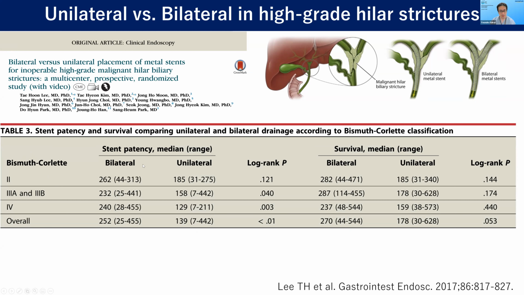And this is a stent patency. As you can see, if you put the stent either left or right, the stent patency decreased as the Bismuth classification gets higher, meaning a higher grade stricture. But if you put two stents, then stent patency stays more than 200 days. So if the patient has a high grade stricture, then we have to drain both left and right liver.